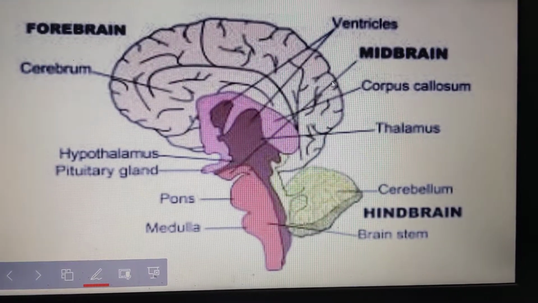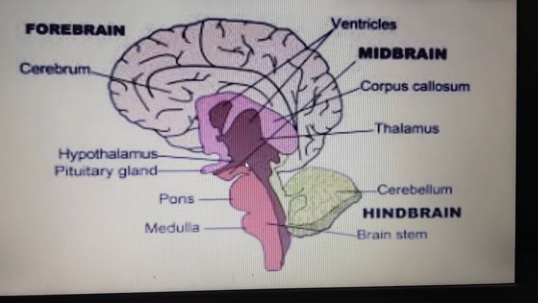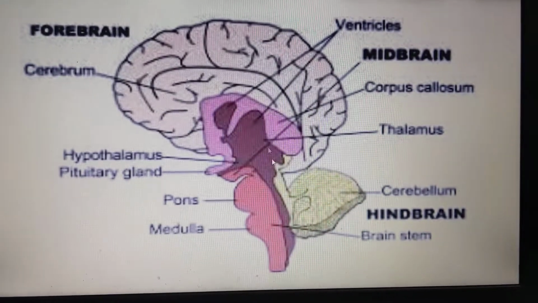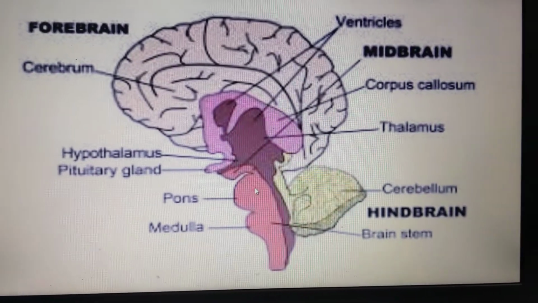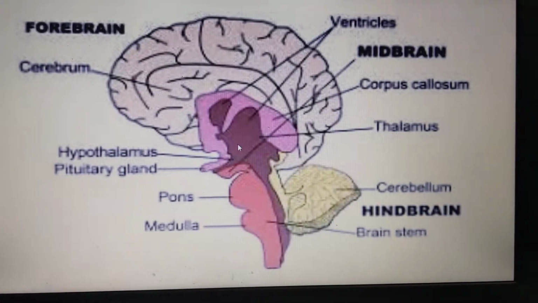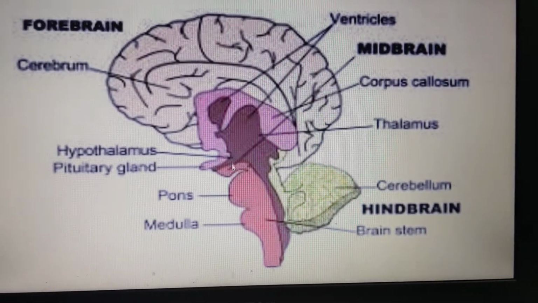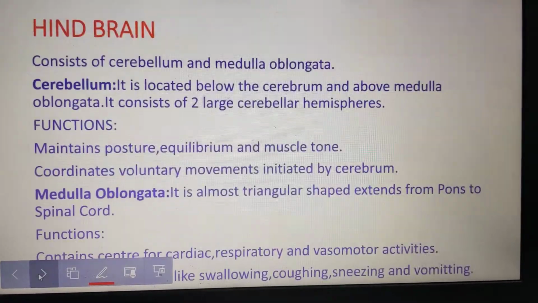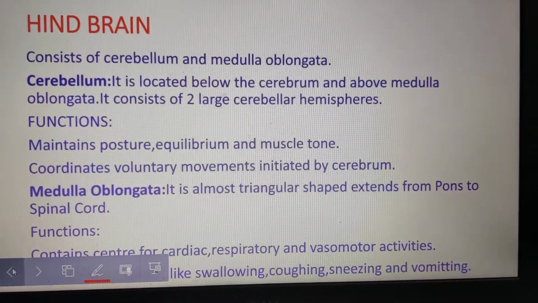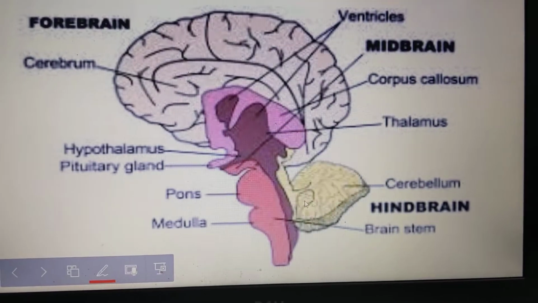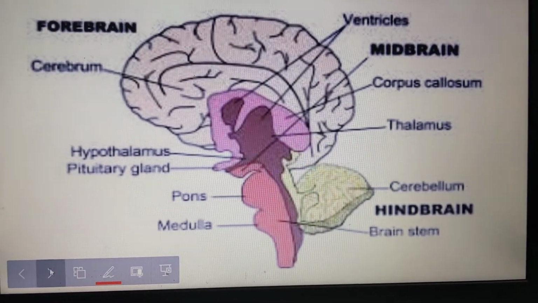So you can see this is the midbrain, this is the cerebrum, this is the cerebellum, this is the pons, and this is the medulla oblongata. And here you can see the thalamus, the hypothalamus and the pituitary gland. Now coming to the hindbrain, it consists of cerebellum and medulla oblongata.